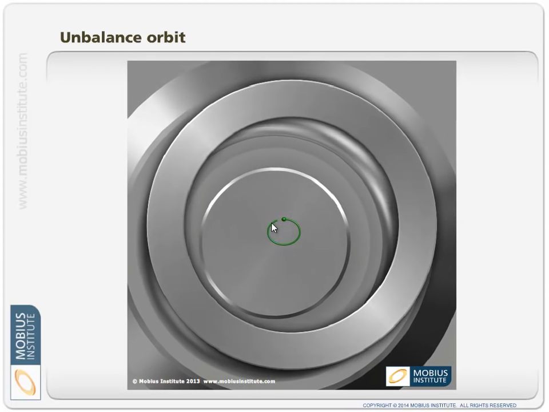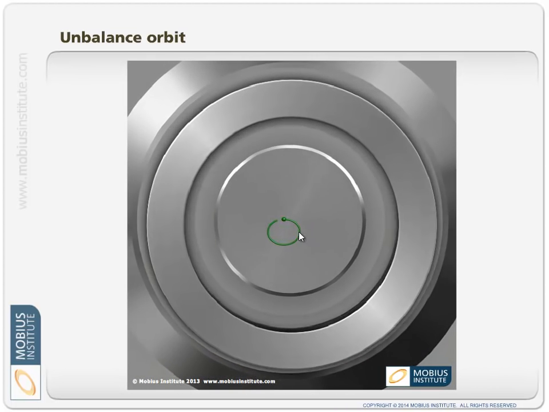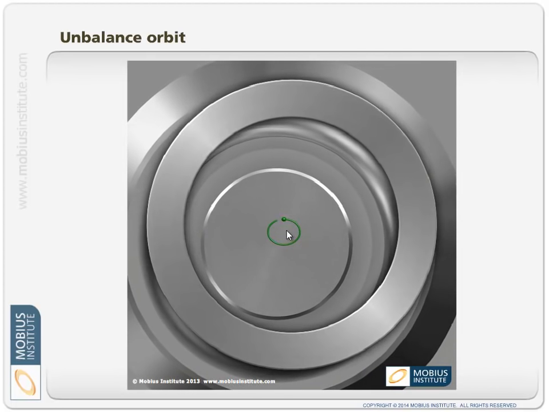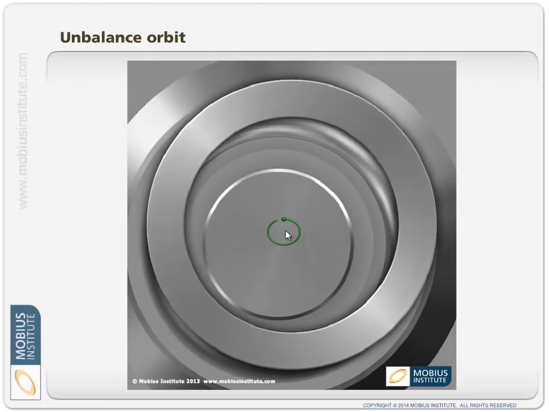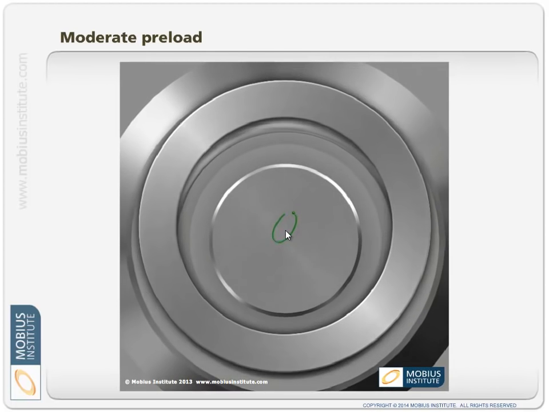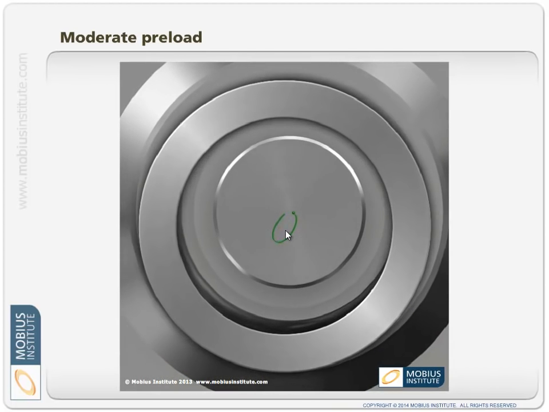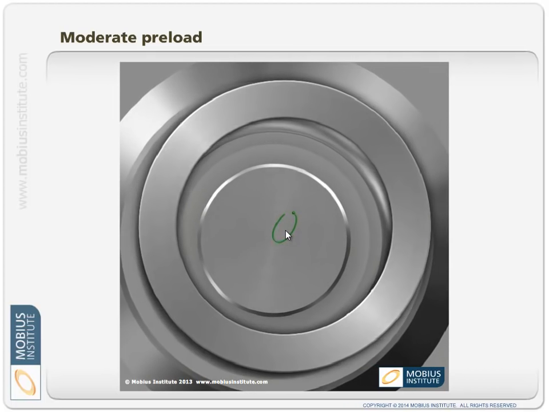It's moving around blank bright, blank bright. So that's all good. It's slightly elliptical, so I can draw the conclusion that there's some unbalance. So that's all good. When we see a tilted orbit, it's elliptical, and it's now tilted.